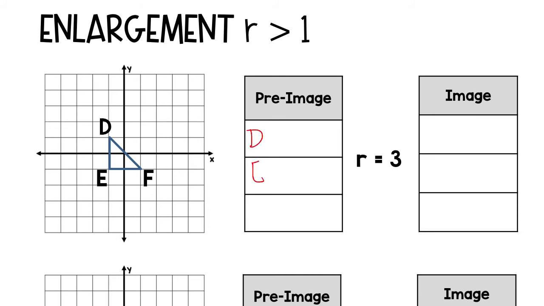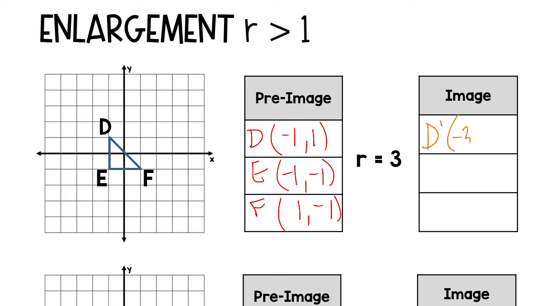Let's write down our coordinate points again. Point D is at -1, 1. E is at -1, -1. F is at 1, -1. We're going to multiply the x and the y portion of each of these by our dilation coefficient and get a new image. So D prime will be -1 times 3 is -3. 1 times 3 is 3. E prime, -3, -3. F prime, 3, -3.